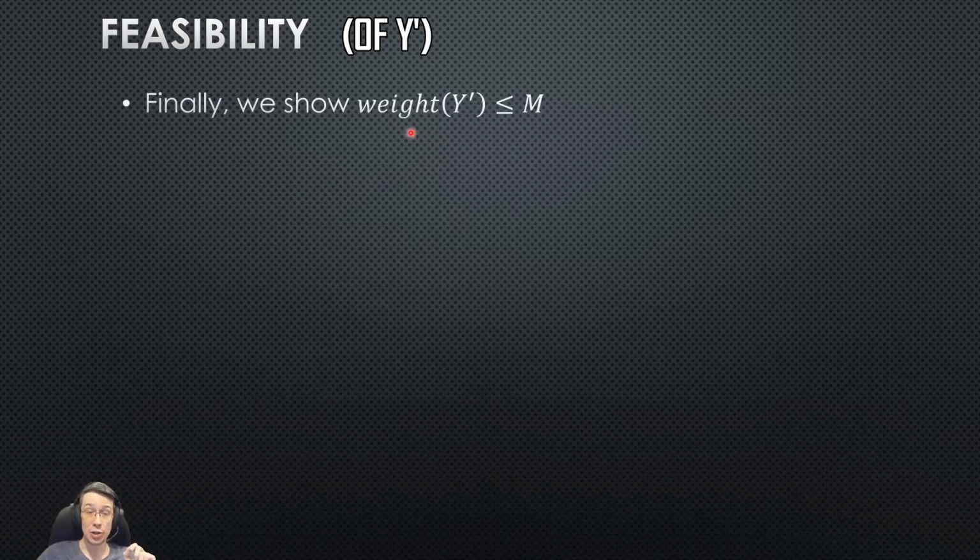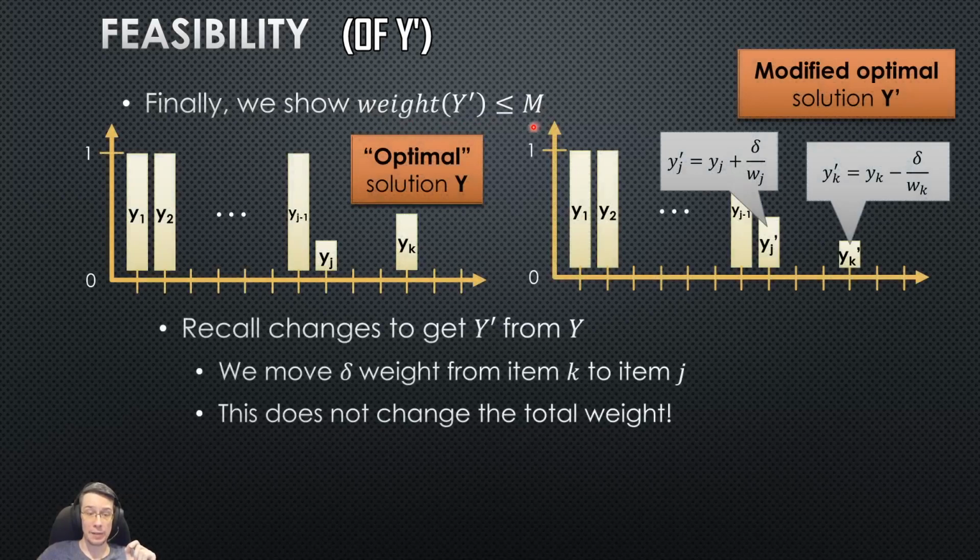Okay, so finally, let's show that the weight of y prime is less than or equal to m. Well, if you remember the supposedly optimal solution y, and our modified solution, remember the changes that we made to get y prime from y. All we did was we took delta weight from yk, so we took away delta weight of item k, and we added delta weight of item j. This doesn't change the total weight. So if y was an optimal solution before, it was feasible, so the weight of y was less than or equal to m, and the weight of y prime is exactly equal to the weight of y. So this is proved nice and easily.